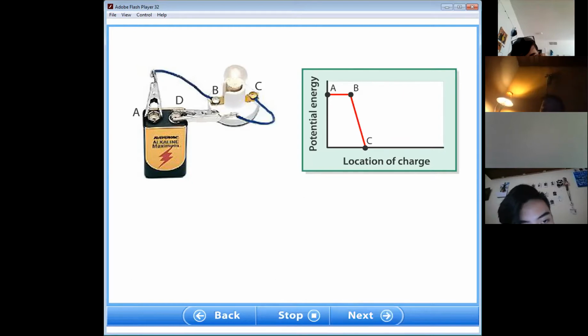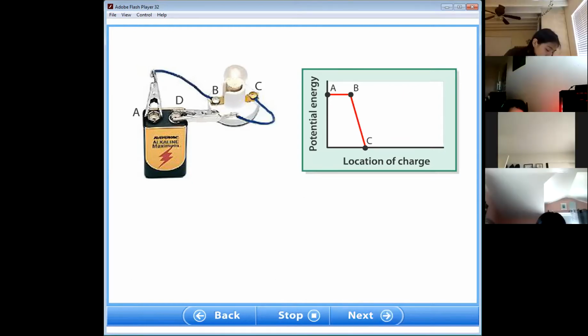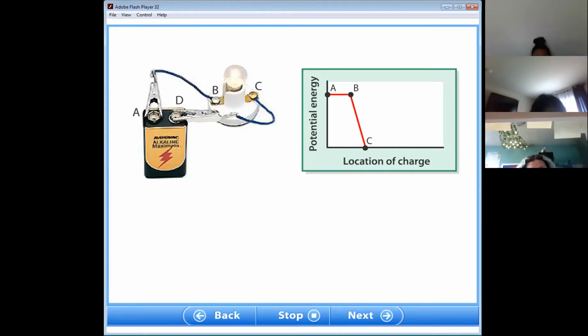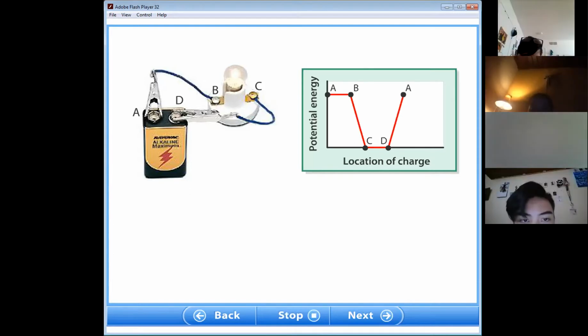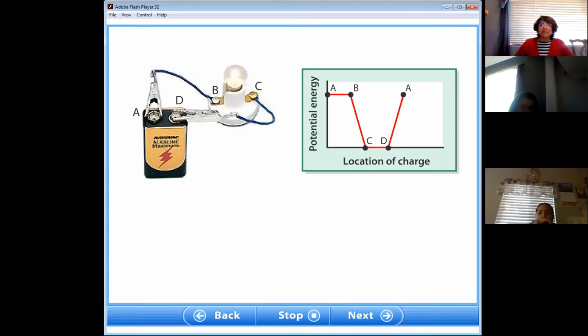When the charges move through the filament of the bulb, they encounter high resistance. The charges lose electrical potential energy as they collide with the atoms of the filament. The electrical energy is converted into internal energy, and the temperature of the filament increases. When the charges reach the other terminal of the battery, their potential energy is 0. For the charges to move from the second terminal to the first, they have to gain energy. This is provided by the chemical energy of the battery. The process goes on continuously until the chemical energy of the battery is exhausted.